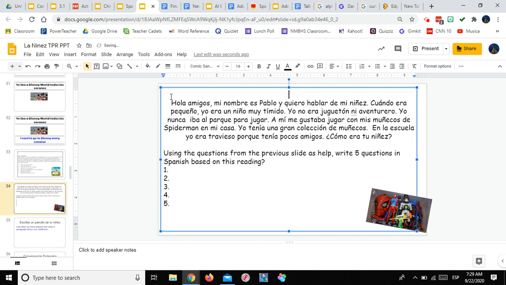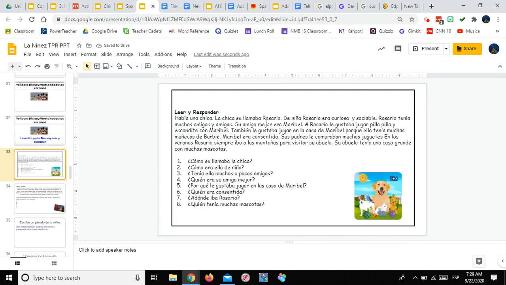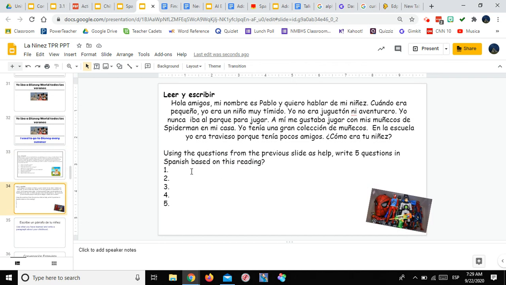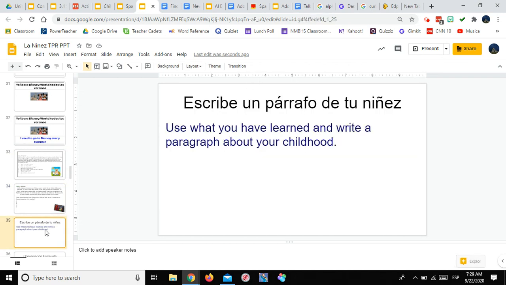All right, let's go ahead and put that up there. So you're going to leer, and then you're going to try to write 5 questions in Spanish based on this little, short paragraph. So you're reading 2 paragraphs. One, you're reading and responding. One, you're actually trying to use these questions as examples that you answered in the previous and trying to write questions about this reading. And then the last one, I would like you to escribir un párrafo de tu niñez.